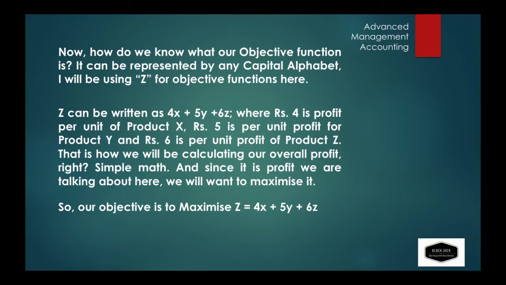That is how we will be calculating our overall profit, right? Simple maths. And since it is profit we are talking about here, we will be maximizing it. So our objective function is to maximize Z, that is equal to 4x plus 5y plus 6z.